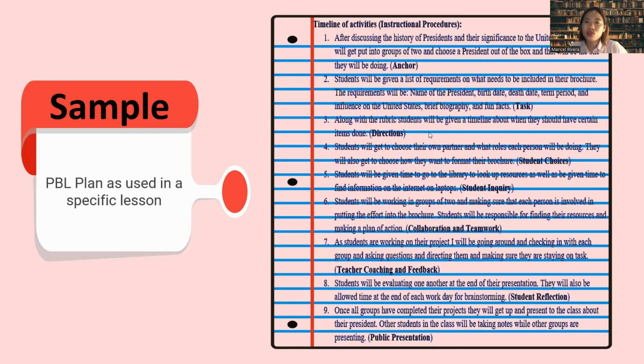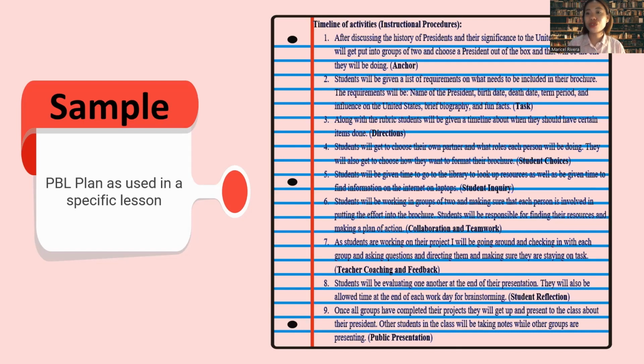Along with the rubric, students will be given a timeline about when they should have certain items done. So there is a timeline. For example, when the student should be able to finish it, you have to provide a timeline for that. And students will get to choose their own partner and what roles each person will be doing. They will also get to choose how they want to format their brochure. So that's why student choices.